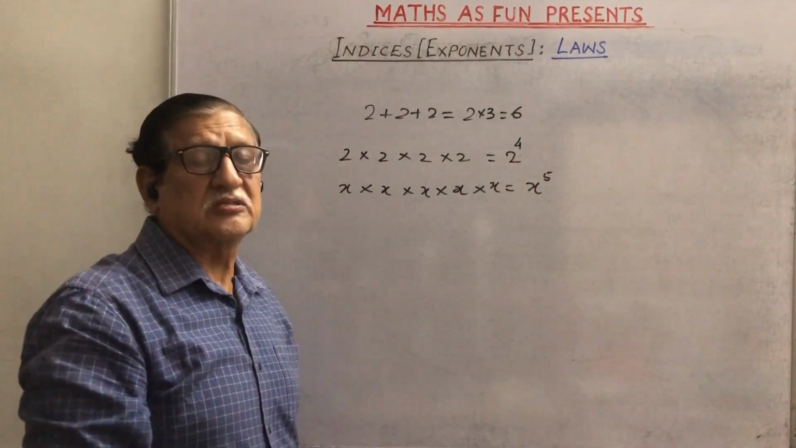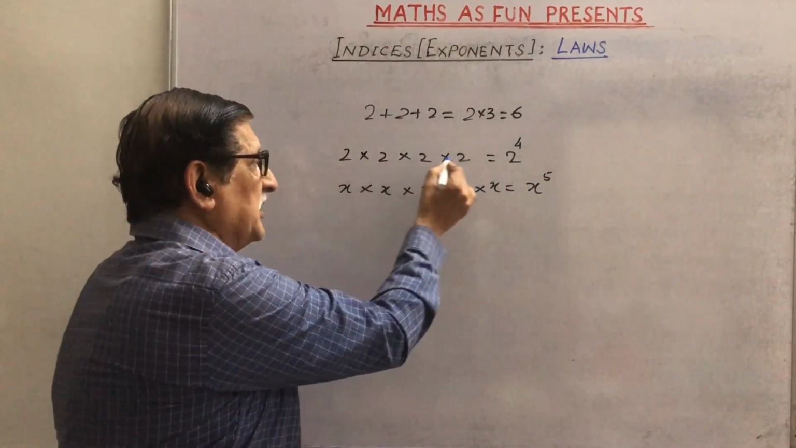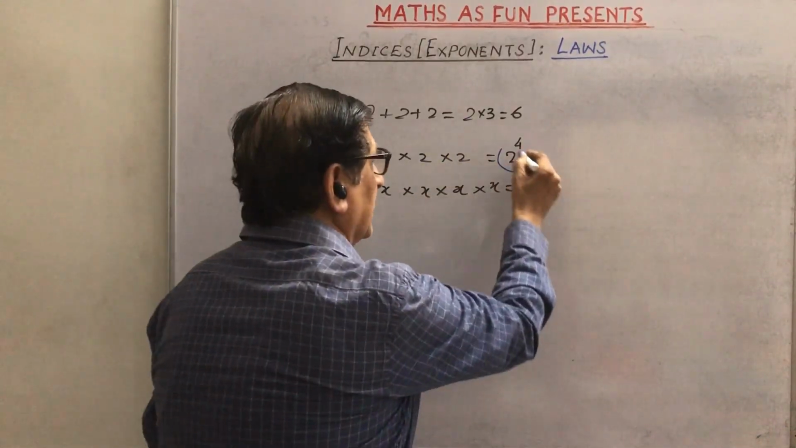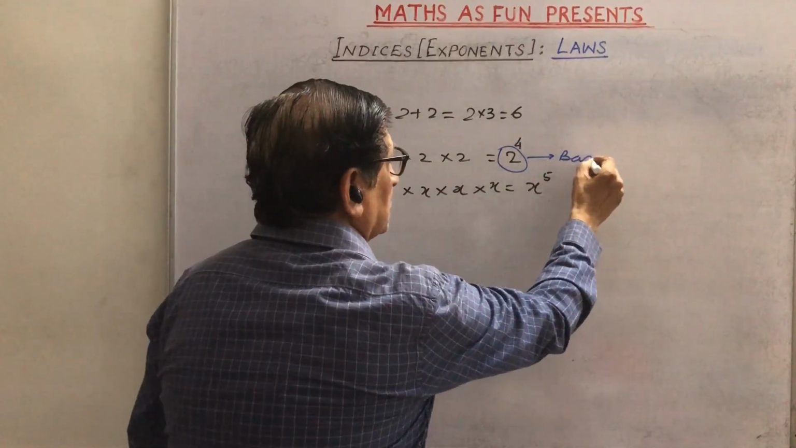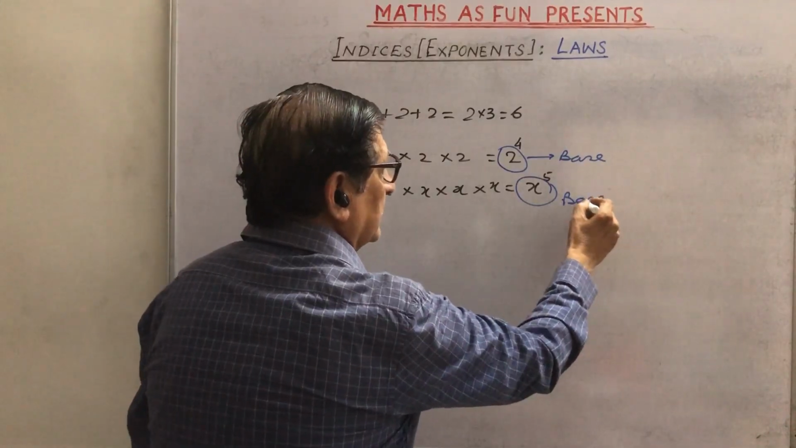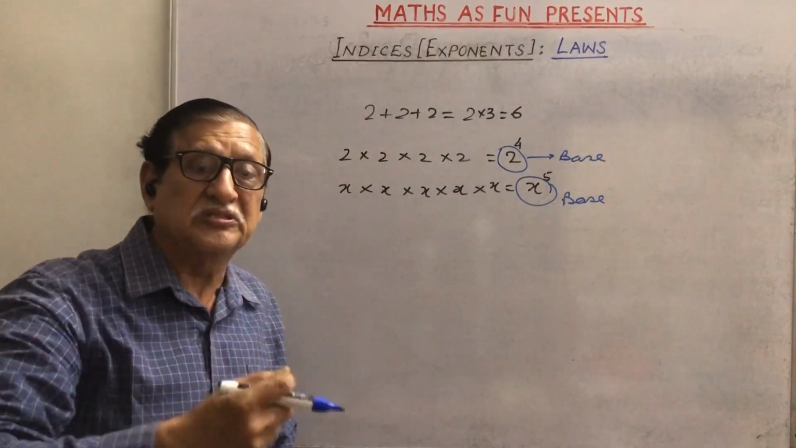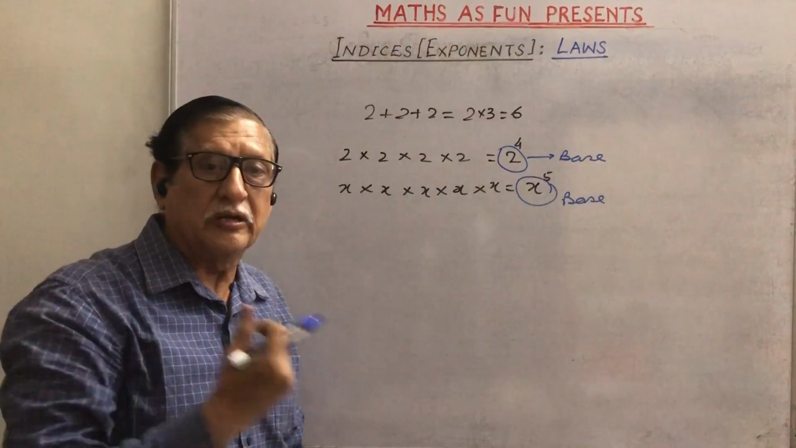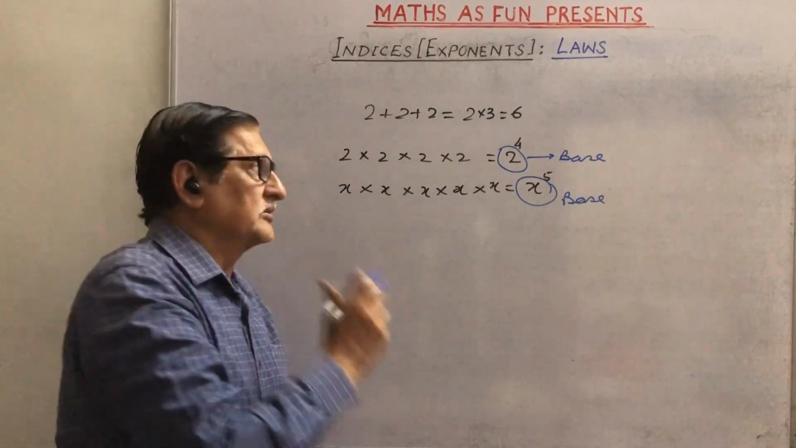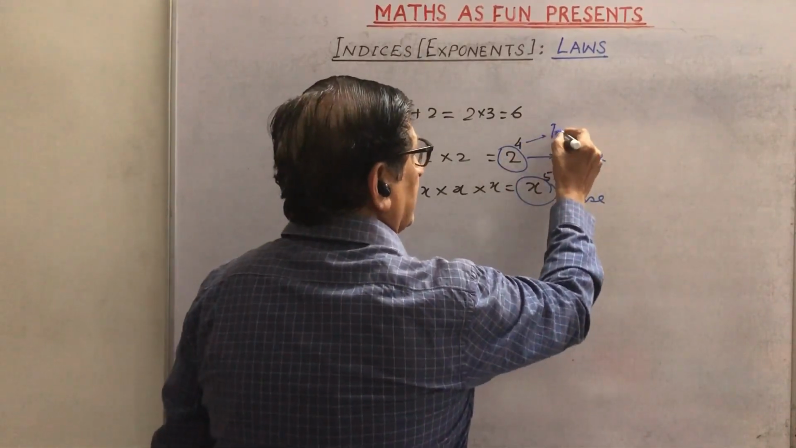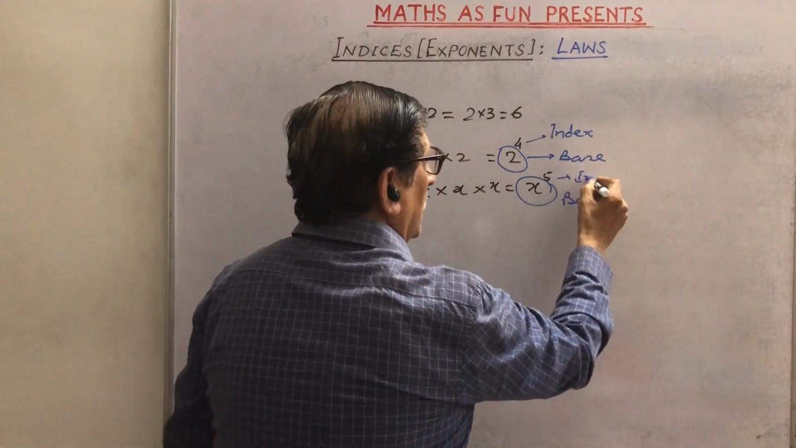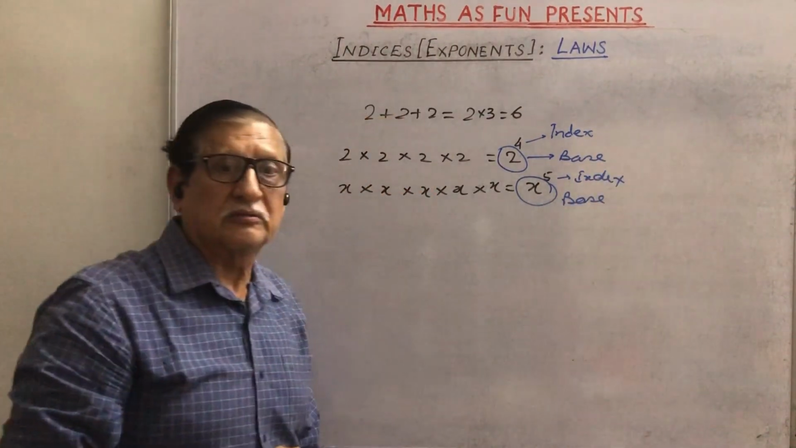In such cases, the number which is being multiplied to itself a number of times is known as the base. So here 2 is the base and here x is the base. So we can understand base is the number which is being multiplied to itself a number of times. And how many times it is being multiplied to itself? That is known as its index, or power, or we call it exponent.